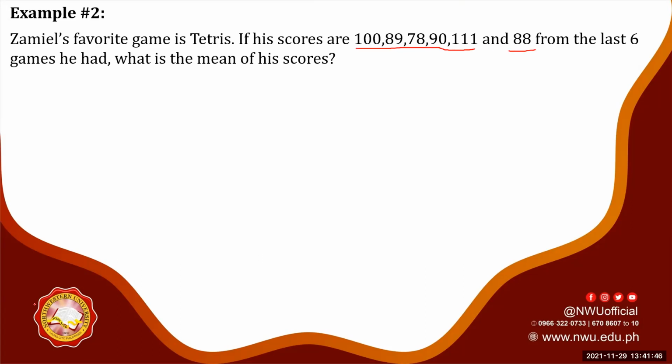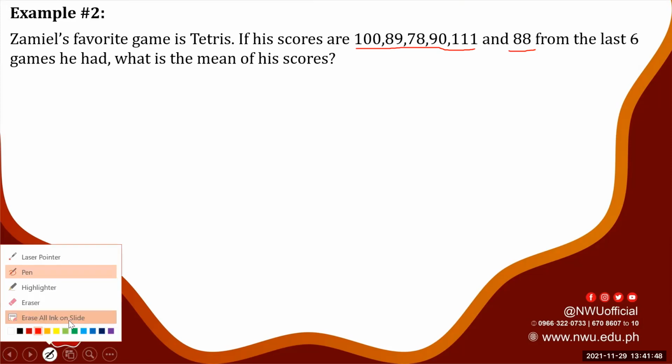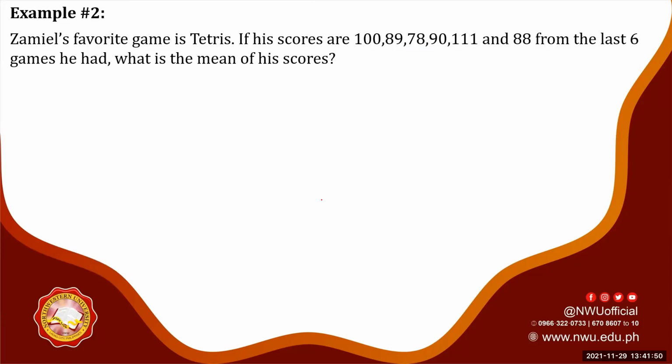So, now, he's wondering kung ano ba yung mean of his scores. Ano ba yung average na scores niya pag naglalaro siya ng Tetris. So, since they are again presented as raw or ungrouped, since nakawara-wara na sila, that means you can use the formula for getting the mean of an ungrouped data, which is just the sum of all the data over the total number of items.